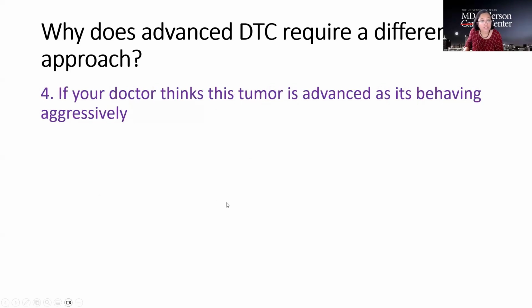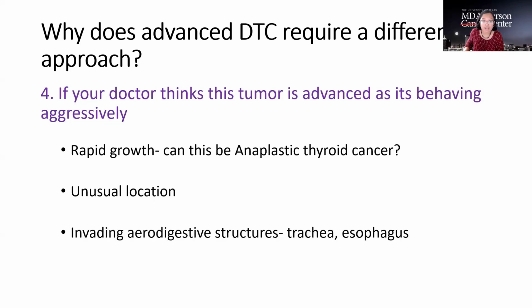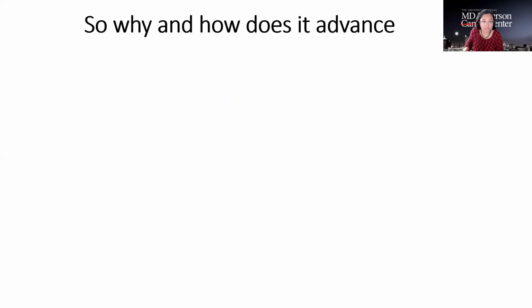The fourth category is if your doctor thinks that the tumor is advanced or it's behaving aggressively. So that means it may be a papillary, it may be a follicular, it may be a Hurthle, but it's not the usual behavior. What does that mean? That means it's growing rapidly. So can there be an anaplastic thyroid component to it? Or it's in an unusual location. Say it is on a bone, it is causing a fracture. Or it is invading your trachea or esophagus. That means if we don't stop it, it's going to go into your trachea or esophagus and cause trouble with breathing, trouble eating, swallowing. So that's when we call it advanced.